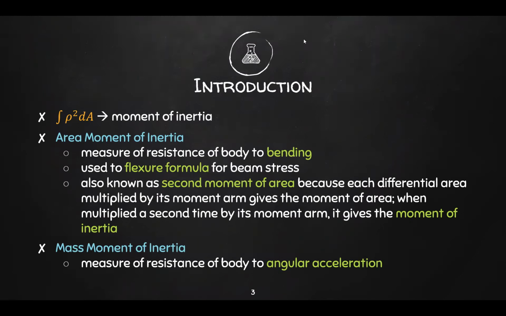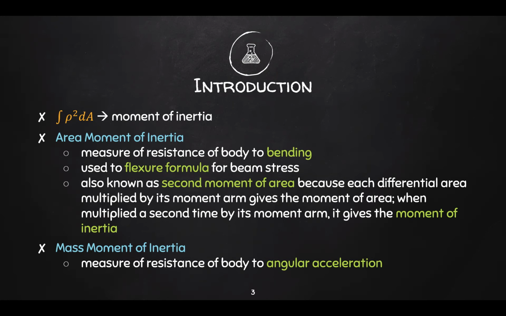So many engineering formulas involve the use of a mathematical expression in the form of integral of y squared dA, integral of rho squared dA, where rho is the perpendicular distance of dA to a reference axis. So rho is the same as your x, y, r, etc. So it's just a distance of an element to your reference x-axis. Now, this is used so often, it's given a name, and that name is moment of inertia.